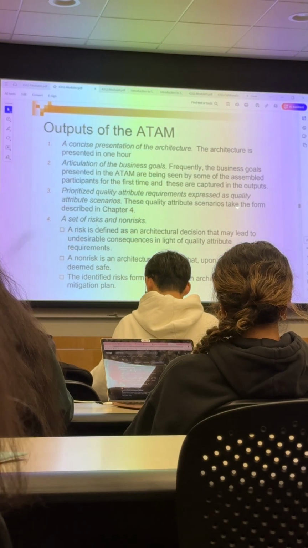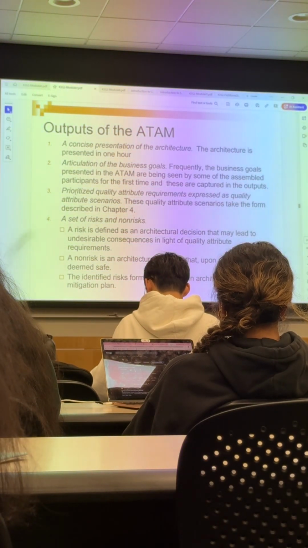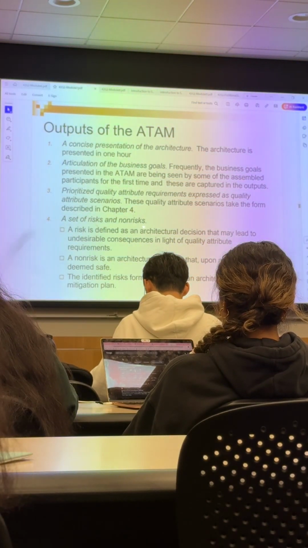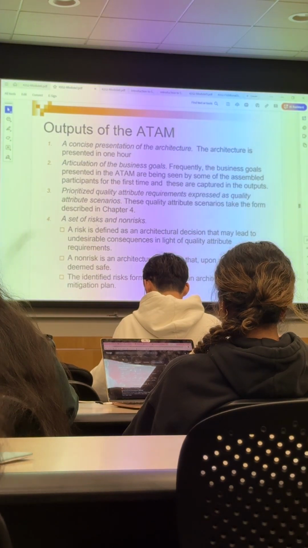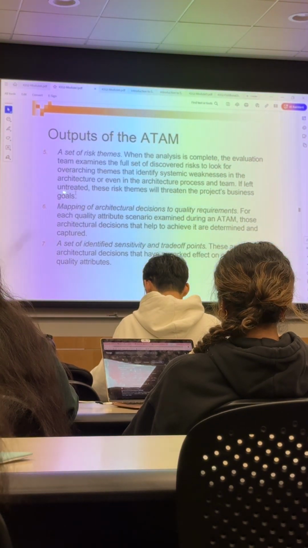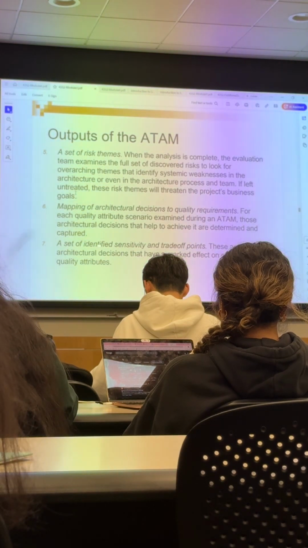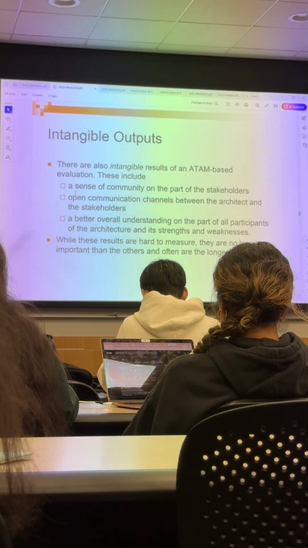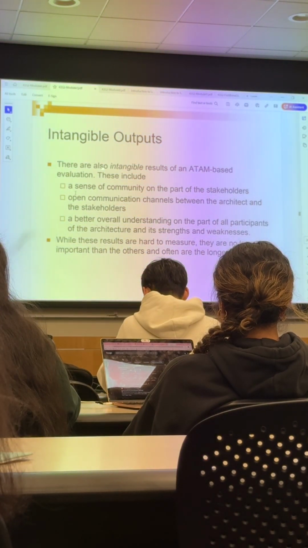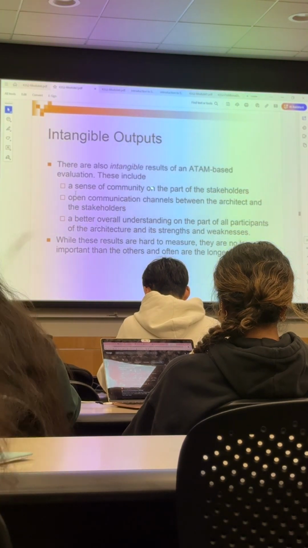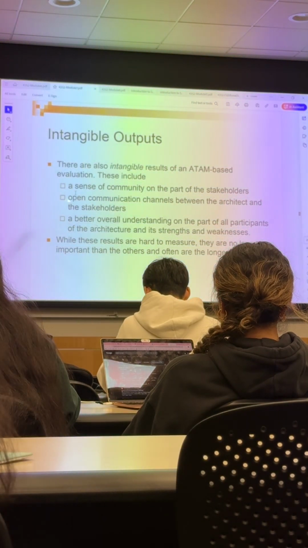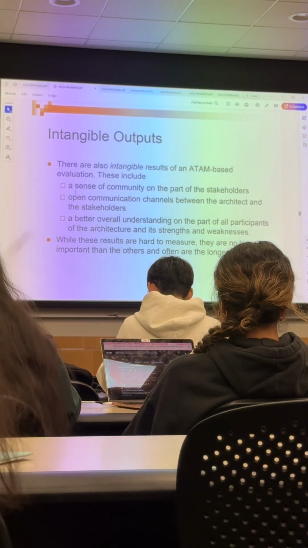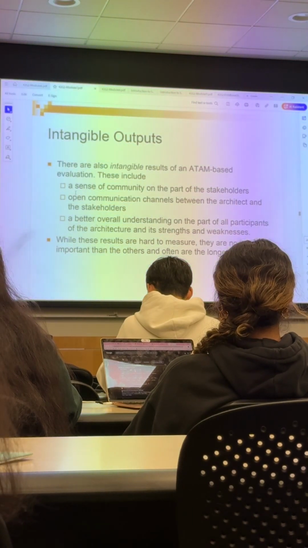And these quality attributes take the form described in chapter 4, and this is more like using a utility tree. A set of risks, non-risks, we're looking at risk themes in this process. We've already looked at this. We've looked at sensitivity points, trade-off points. Intangible outputs, so this is something you cannot touch. Obviously, there's a sense of community, everyone's on the same page. There is communication that has opened up, so everyone has a better understanding. And any kind of conflicts are negotiated and taken care of during this process.